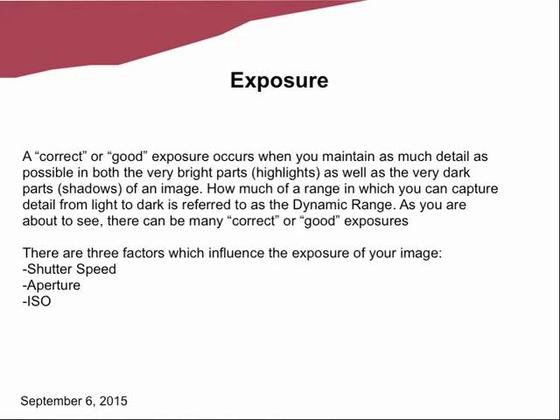A correct or good exposure occurs when you maintain as much detail as possible in both the very bright parts, the highlights, as well as the very dark parts referred to as shadows in your images. How much of a range in which you can capture detail from light to dark in your images is referred to as your dynamic range. As you're about to see, there can be many correct or good exposures, but there are specifically 3 factors which influence the exposure of your images.